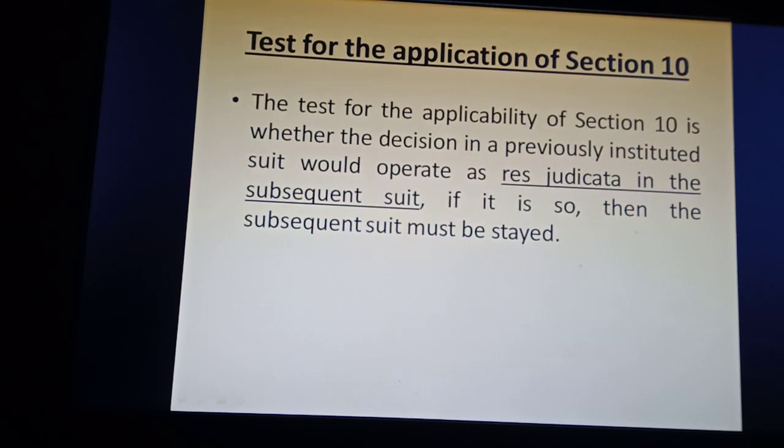And what is the test for the application of Section 10? When the decision in a previously instituted suit operates as res judicata in the subsequent suit, then the principle of Section 10 shall apply, otherwise it will not be applied. We will discuss the concept of res judicata in the next lectures. I repeat, the test for the applicability of Section 10 is whether the decision in a previously instituted suit would operate as res judicata in the subsequent suit. If it is so, then the subsequent suit must be stayed.